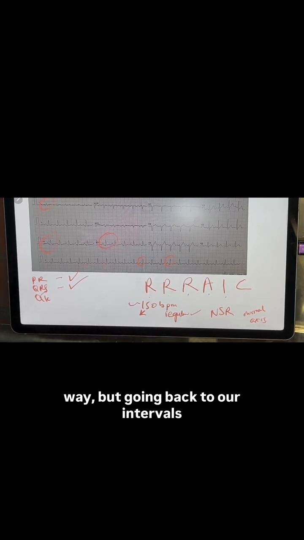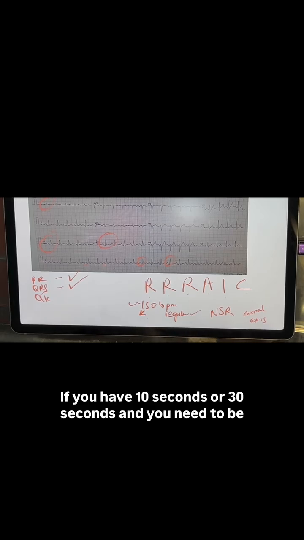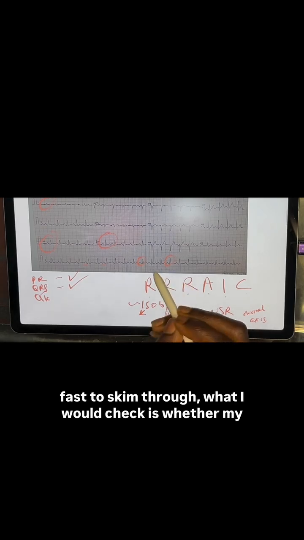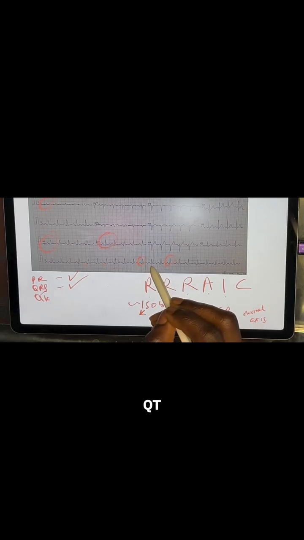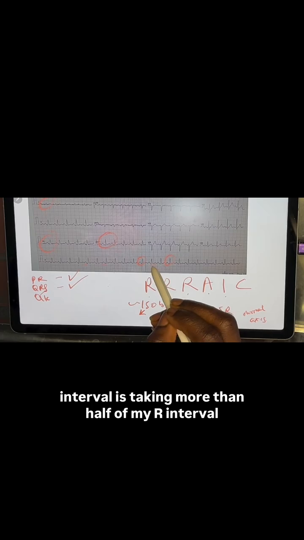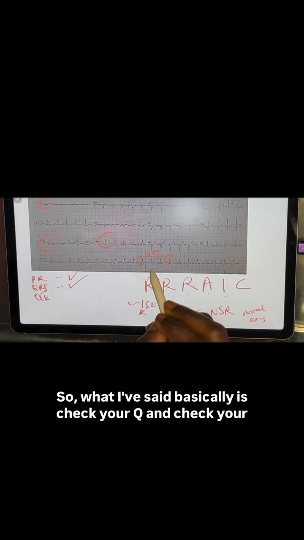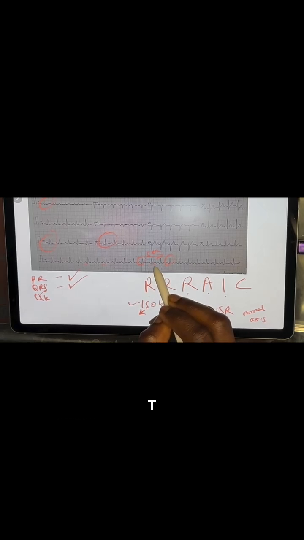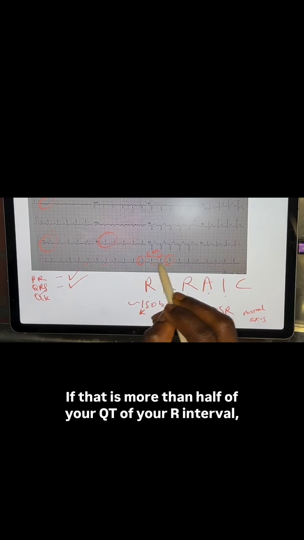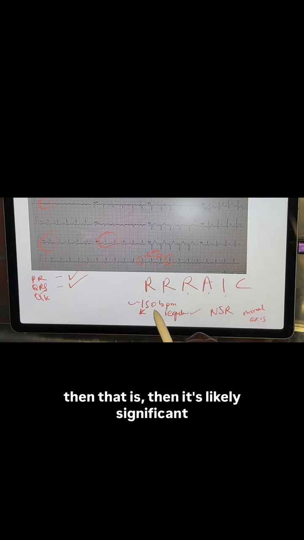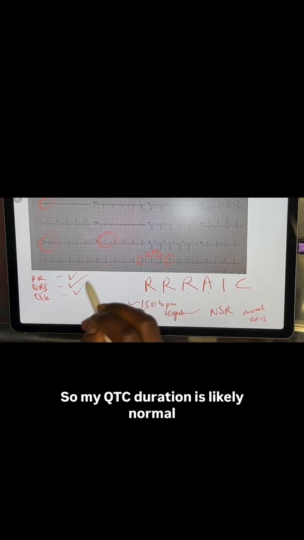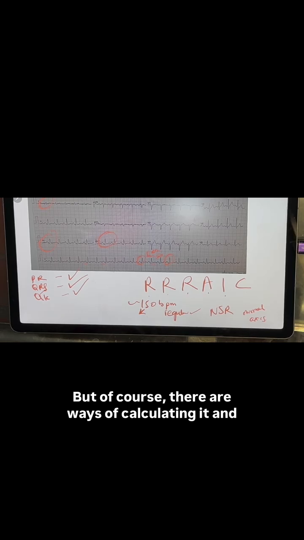But going back to our intervals, a QTC interval is always printed for you. If you have 10 seconds or 30 seconds and you need to be fast or skim through, what I would check is whether my QT interval is taking more than half of my RR interval. So check your Q and check your T. If that is more than half of your RR interval, then it's slightly significant. In this case, it is not. So my QTC duration is likely normal.